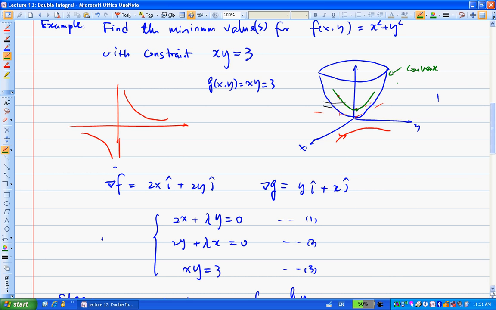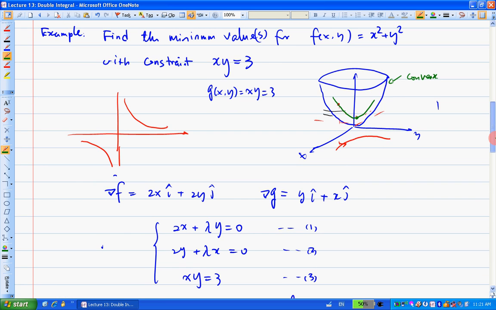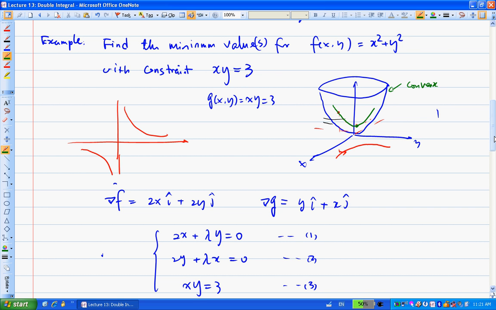Now, why do I say that's a good question? Because then you should ask another question. What if I have another function f, different from this one, and I have no idea whether it's convex or whatever? I have no idea what kind of surface it looks like. How do I know the critical point I find is a minimum point or a maximum point? That's actually a good question.